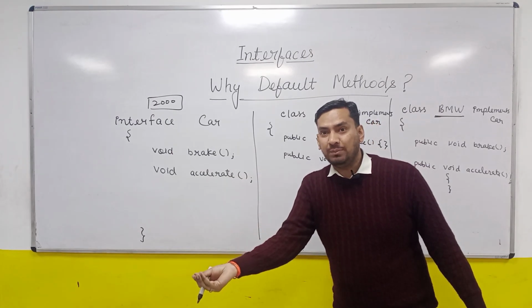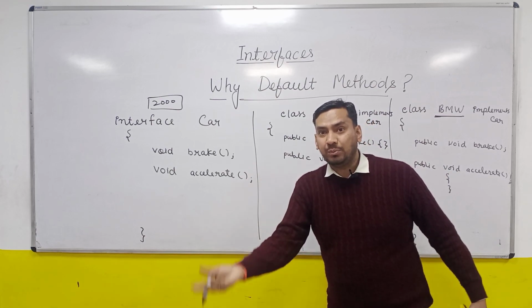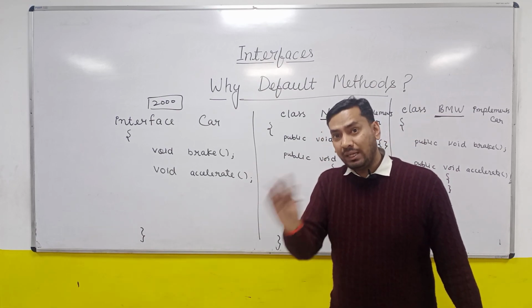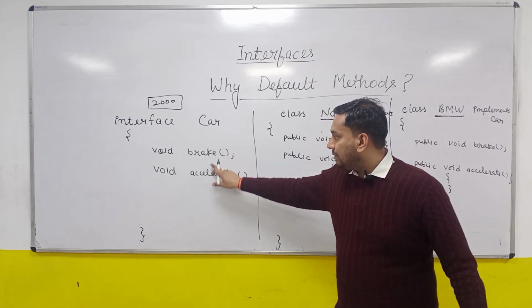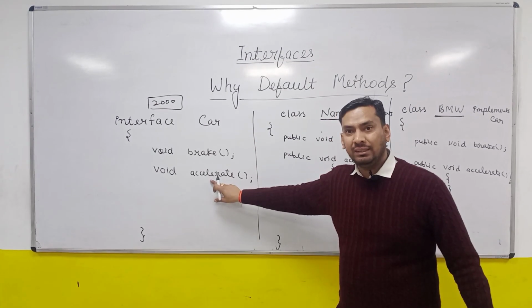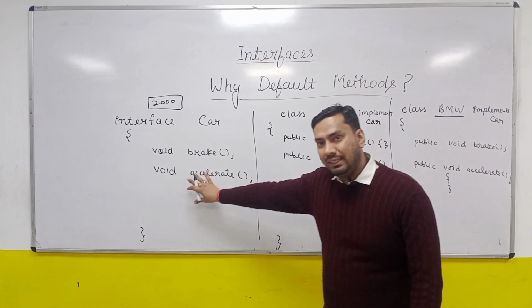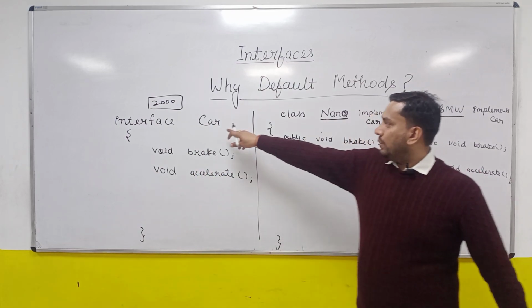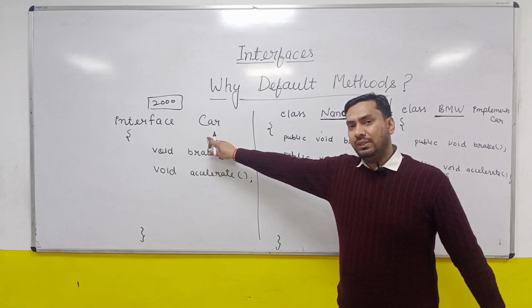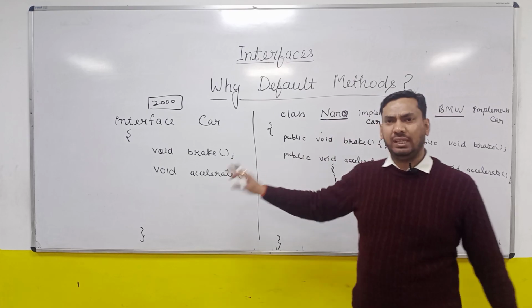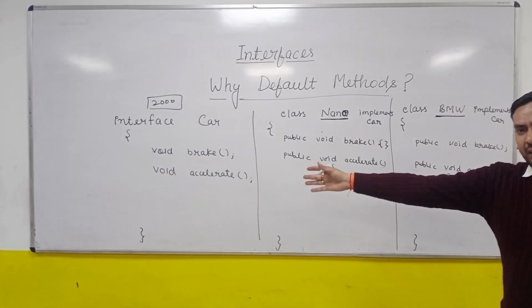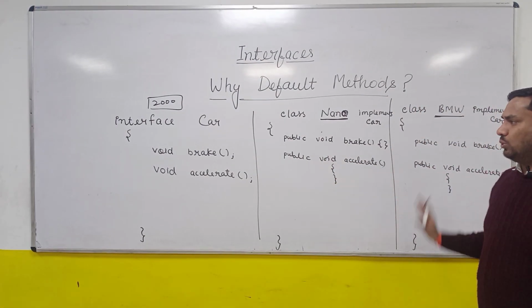This is a responsibility. An abstract method is a responsibility, a contract: if you want to manufacture a car, if you want to become a car, you have to provide these features, brake and accelerate. That's why these abstract methods are provided. Whosoever is going to inherit this Car will definitely implement these methods. So they agreed to this contract and simply implemented these two methods.